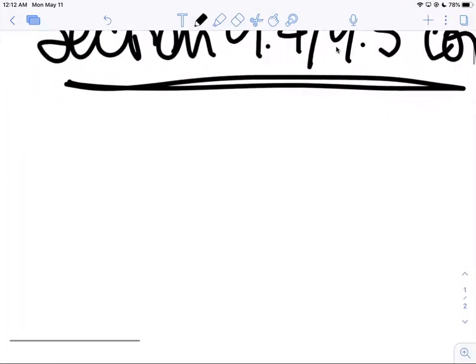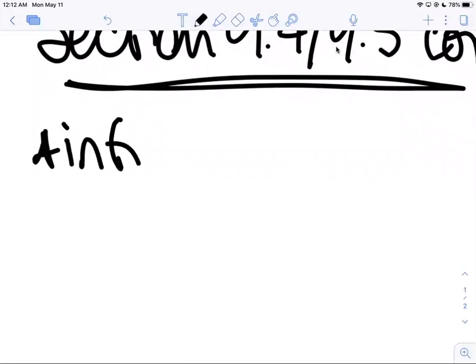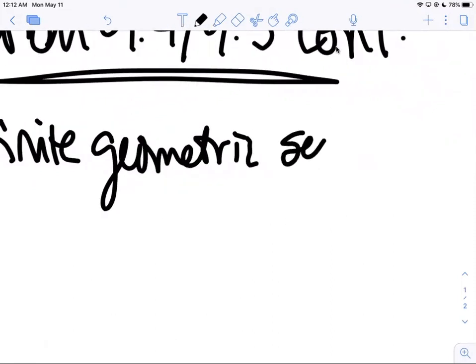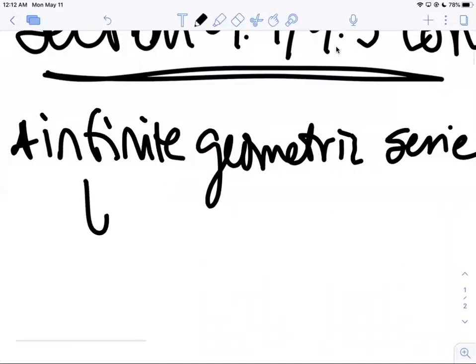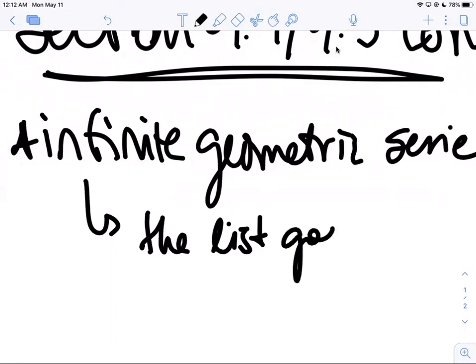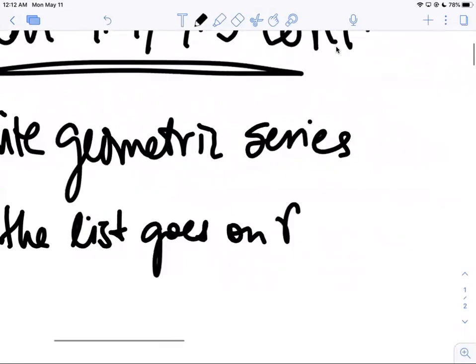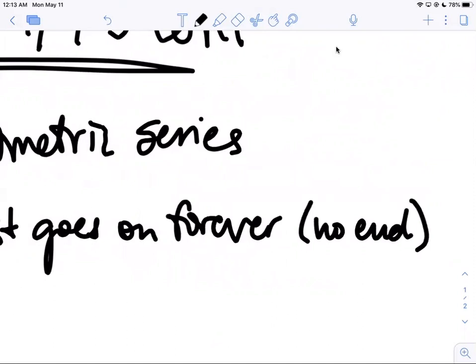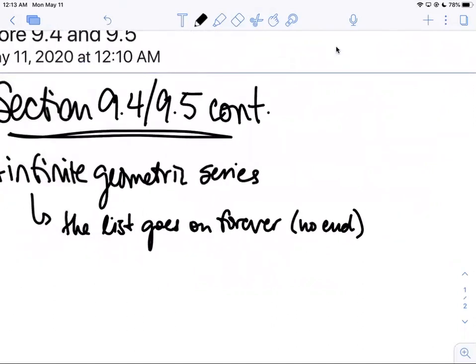I'll just zoom in. Okay, so as I said, we're talking about infinite geometric series. Infinite means it goes on forever and forever. The list goes on forever. There's no end. So it means it's just going to keep going and going. Sometimes you can think of it like all even numbers that just keep getting bigger and bigger. Sometimes you can think about all of these fractions that are getting smaller and smaller. So at the end of the day, it's just like a list that can go on and on forever.